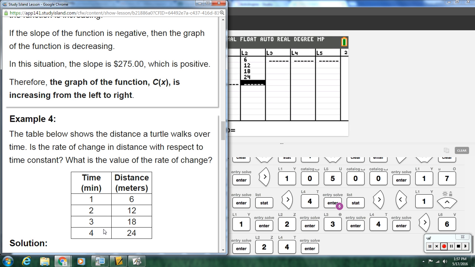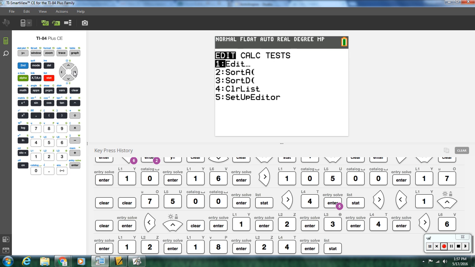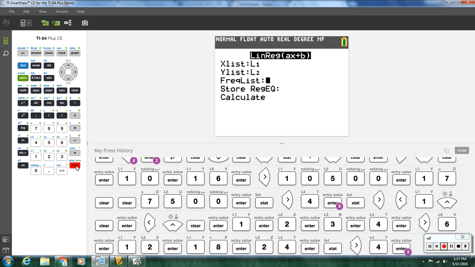Another hint, how much are these going up each time? 6. They're going up 6 each time. How much are these going up each time? 1. Right now we don't even know, so back here on this calculator, I'm going to do stat calc what? 4. I'm doing a line, so I'm doing 4. Again, I'm not graphing it, I don't care. I just want to see the equation. So what's that equation? Y equals 6x plus 0. Do I really need a 0? I mean, that would make sense. Where's this turtle's starting point? 0.